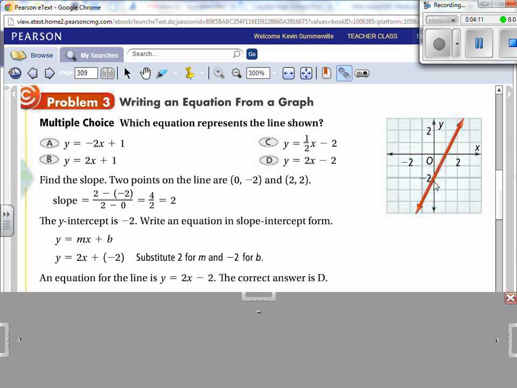So from the graph, your slope is 2, which you come down here and write 2 next to the x. And your y-intercept, here's your y-axis, follow it down. That line crosses the y-axis at negative 2. So your y-intercept is negative 2. Correct answer would be D.